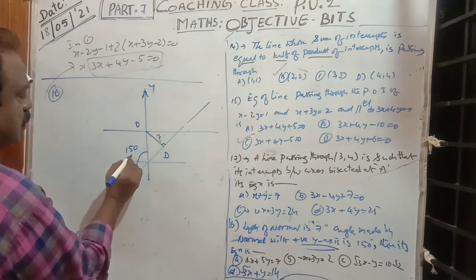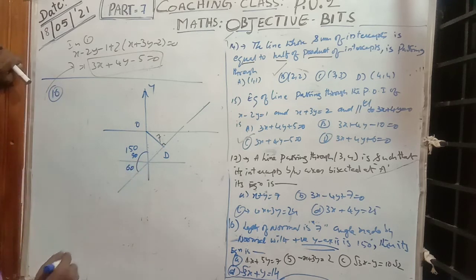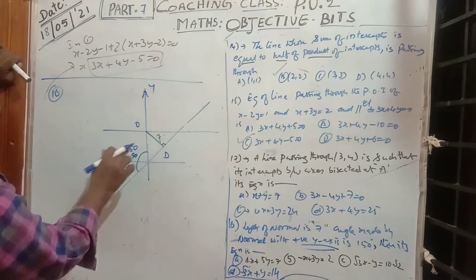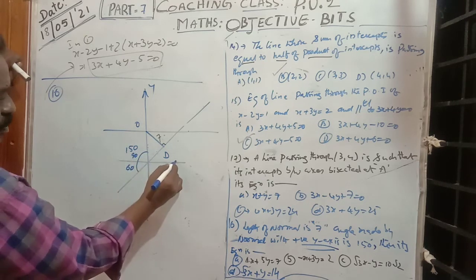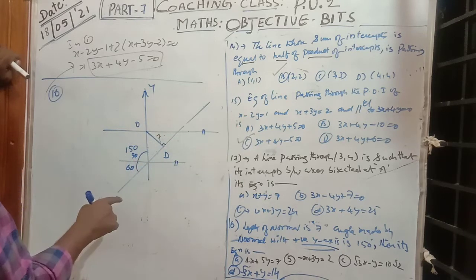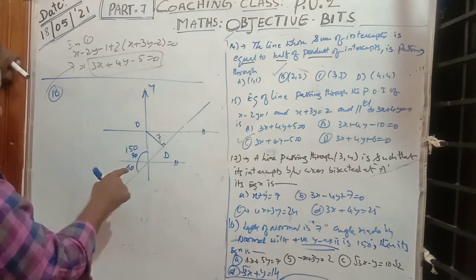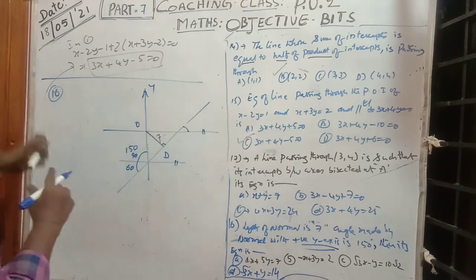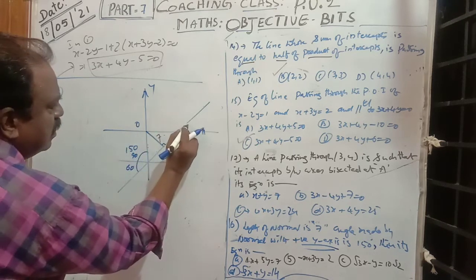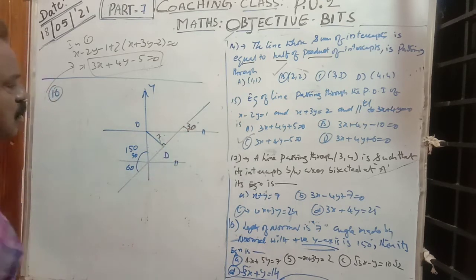Like this, it is 90, then it is 60. Okay? 90 plus 60. This is parallel. I am taking one line parallel to the x-axis. It is 90, it is 60, so how much is it? It is 30. Like this, you can understand it well.